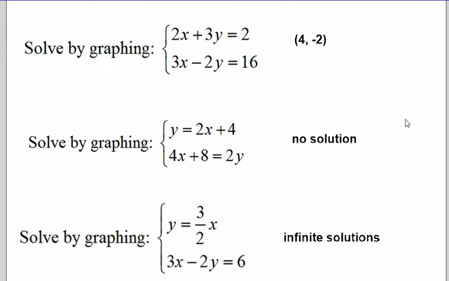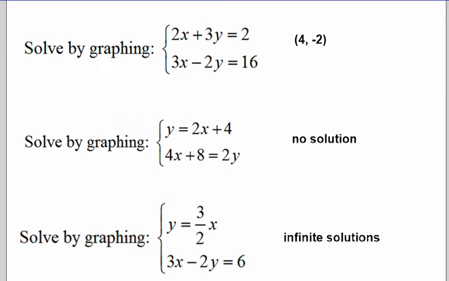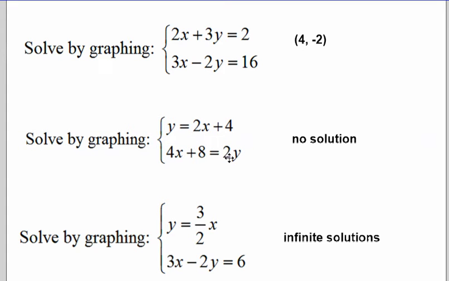Before we jump into that, I want to go back to these examples we had in the last lesson. We solved these systems by graphing. The first system was a dependent system, and we got a solution of 4, -2. The second one had no solution. These were parallel lines. We called it an inconsistent system. This third one had infinite solutions. It was coincident lines, the same line, so we said it was a consistent system but dependent. This first one was a consistent system but independent.